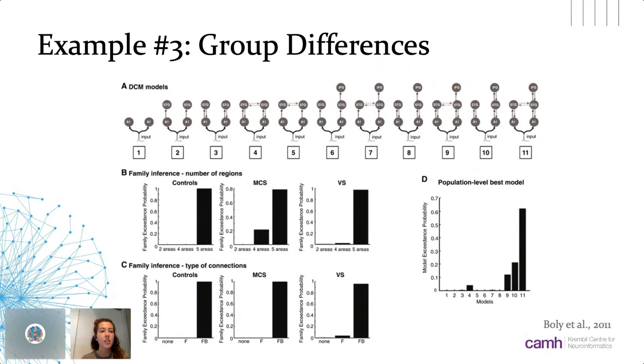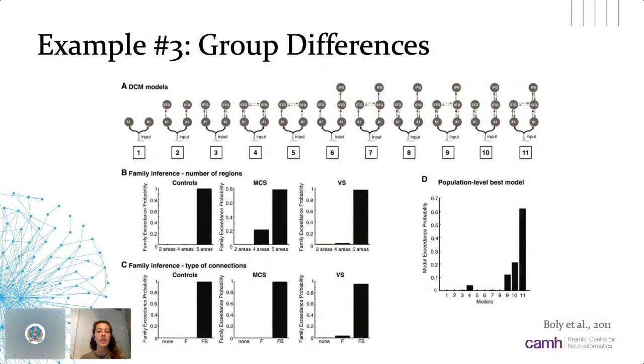So just to show this, this example used the MMN and DCM to investigate group differences between healthy controls, individuals in a vegetative state and minimally conscious state. So the authors wanted to see if the MMN could differentiate between the three. And on the top, we have the 11 different models that the authors specified, which just differ in the connections and areas involved. And it was found that model 11, so the one with the 5 areas and forward and backward connections, best explained the data.